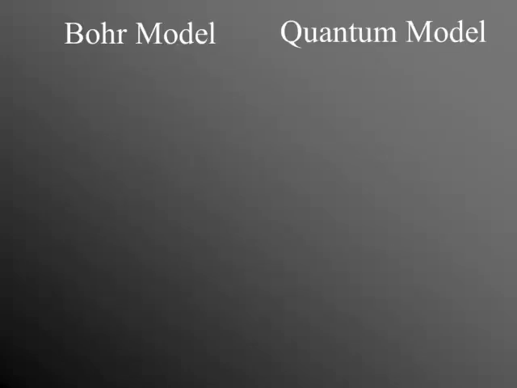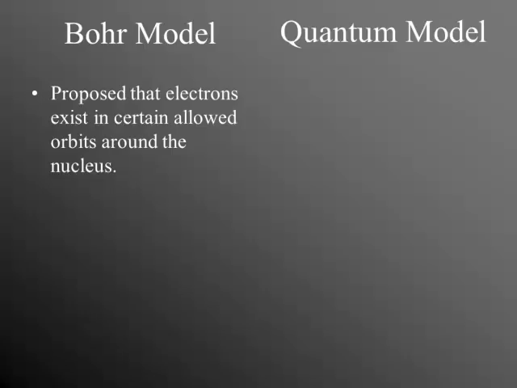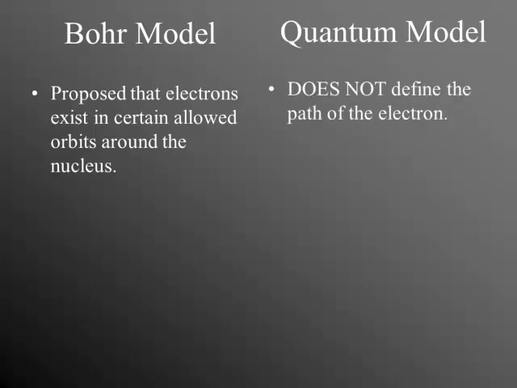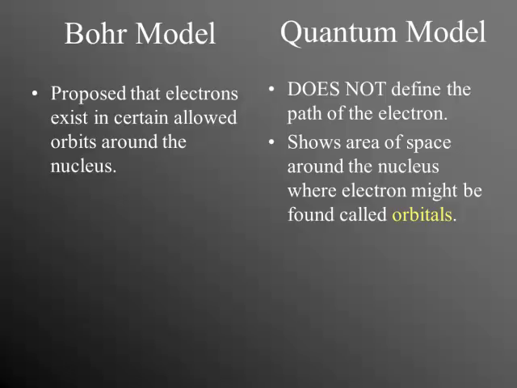The previous atomic model, the Bohr model, proposed that electrons exist in certain allowed orbits around the nucleus. The quantum mechanical model, on the other hand, does not define the exact path of the electrons. Instead, the model describes, via calculus, regions around the nucleus where electrons will be found, which we call orbitals.